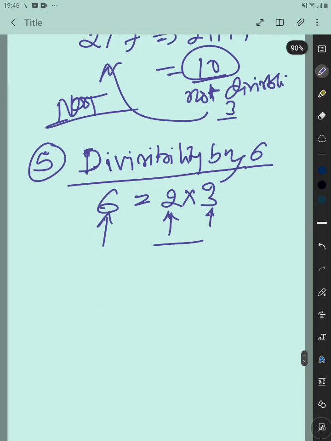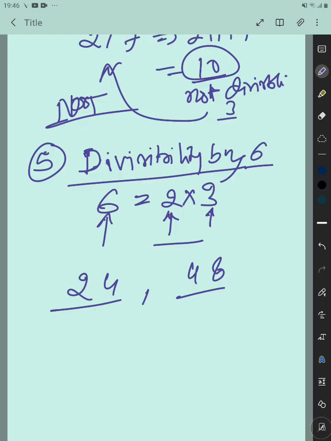So there is nothing much to explain, but if any number is divisible by 6, we'll test it. Let's take a few numbers that are divisible by 6, so we take multiples of 6. Let's take 24, and let's take 48. We'll test these two numbers.